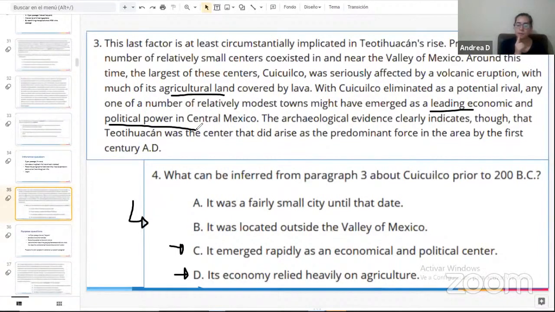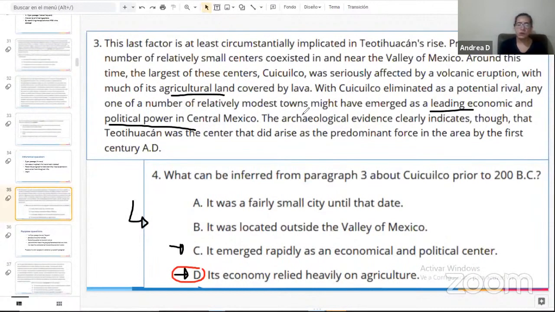So you want to know what the answer is, guys? It's actually D. To be honest, I think that you usually need more evidence. So right now, we do know what Josue is saying, that the other cities, when Cuicuilco was eliminated, emerged rapidly as economic, political powers.